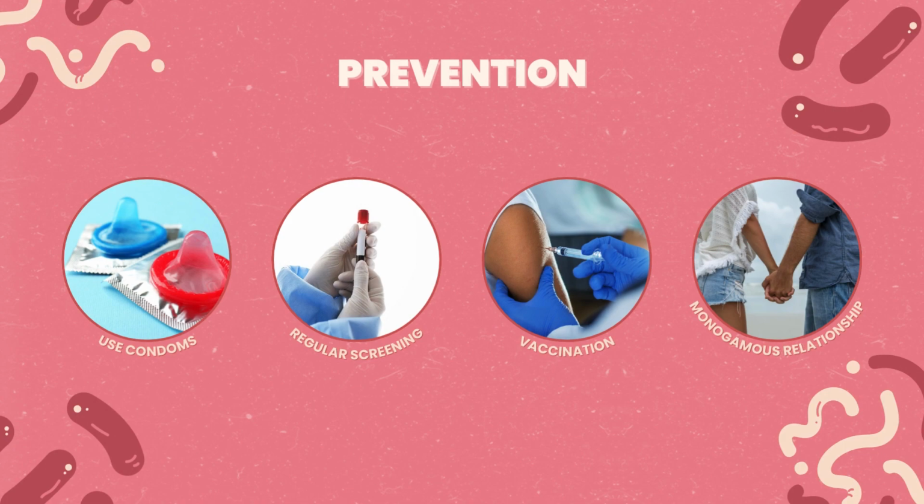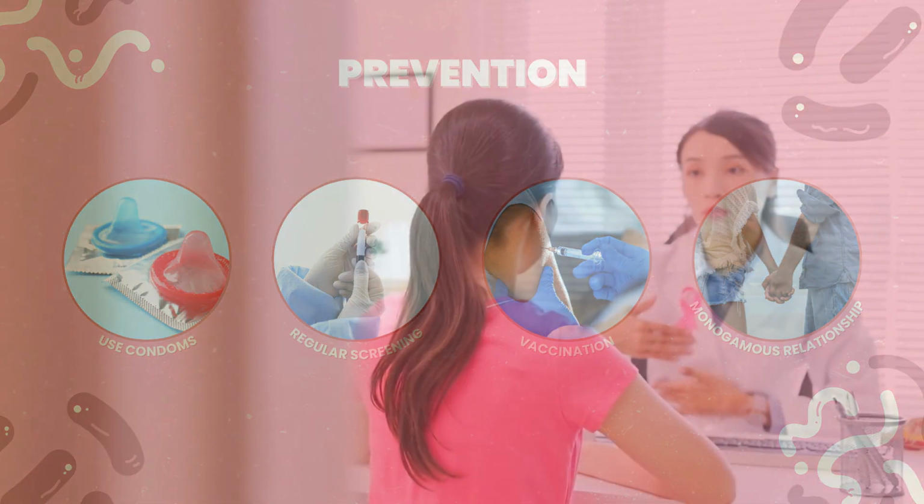To prevent spreading or contracting STDs, it is encouraged to use protection. Condoms can reduce the risk if used consistently and correctly. Regular testing for STDs is crucial, especially for sexually active individuals and those with multiple partners. Vaccines are available for some STDs such as HPV and hepatitis B. Lastly, being in a mutually monogamous relationship with an uninfected partner reduces the risk of STDs.